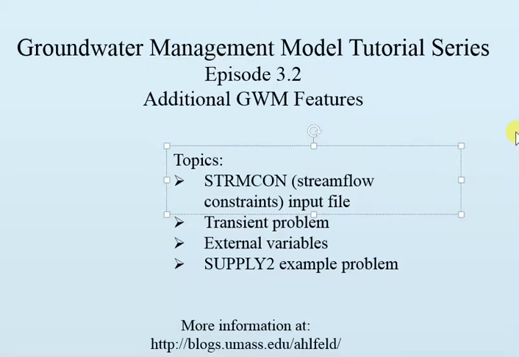In this episode, we'll look at the streamflow constraints feature and the associated input file, and we'll do that with the Supply 2 example problem, which also has some new features. It's transient and it has external variables, as we'll see.